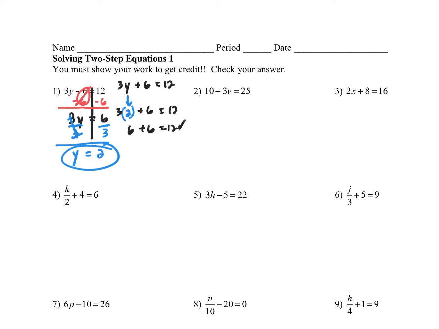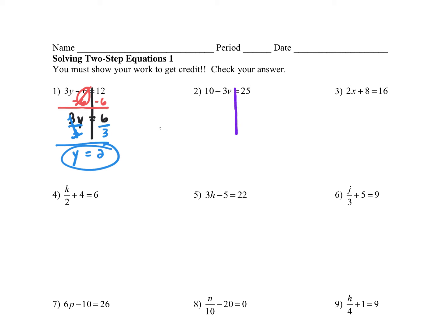I'm not going to require or ask you to do checks for all of them. However, if you're unsure of your answer, which sometimes I'm unsure of my answers, my solutions, I go back and double check them, particularly on ones like number 4, and this tends to be the most difficult of the equations that students solve. So now let's go on to our next two-step solving, number 2.